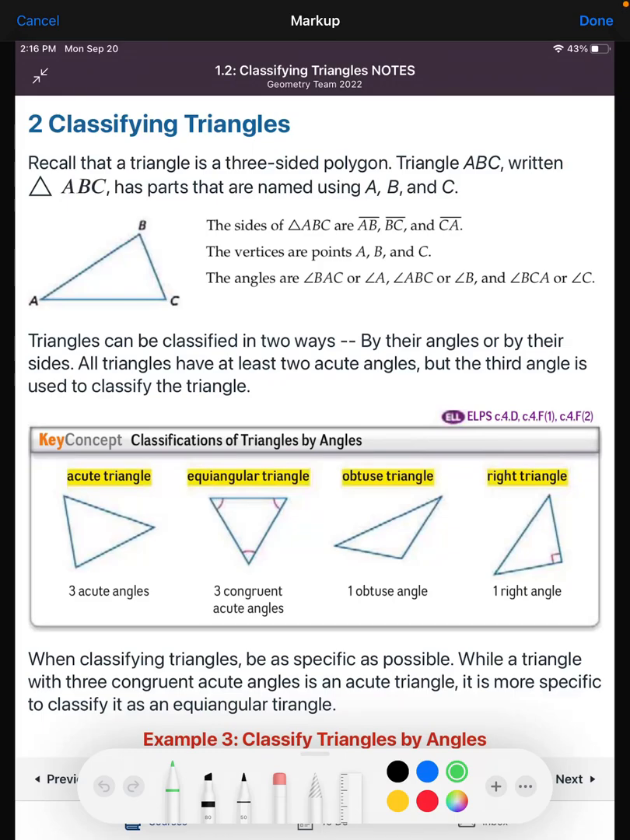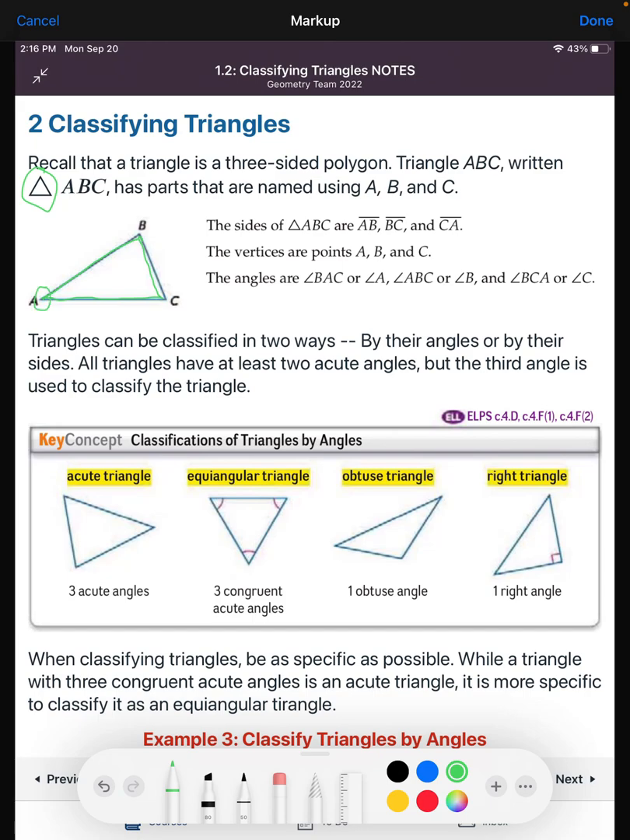In this video, we'll talk about classifying triangles. Recall that a triangle is a three-sided polygon. Triangle ABC, written with the triangle symbol, ABC, has parts that are named using A, B, and C. The sides of triangle ABC are AB, BC, and CA. The vertices are points A, B, and C.